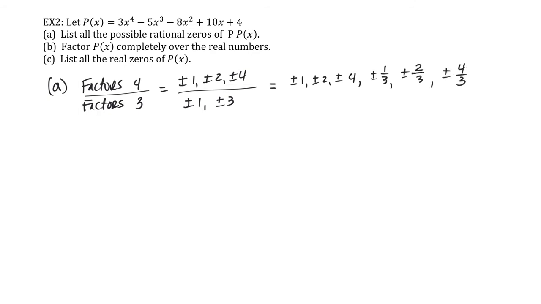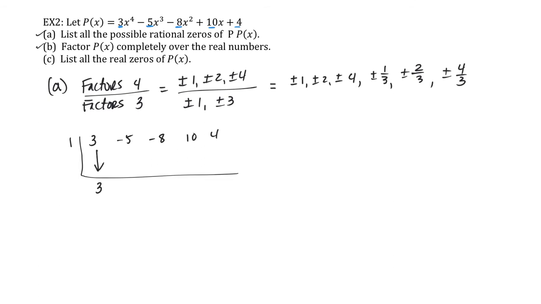Okay, so those are all my possible rational zeros, and to factor, I'm just going to start with the easiest one. Maybe x equals 1 is a 0. Maybe not, but we'll just try. This is where I use synthetic division. So I'm looking at all my coefficients here: 3, -5, -8, 10, and 4. I'm going to list those.